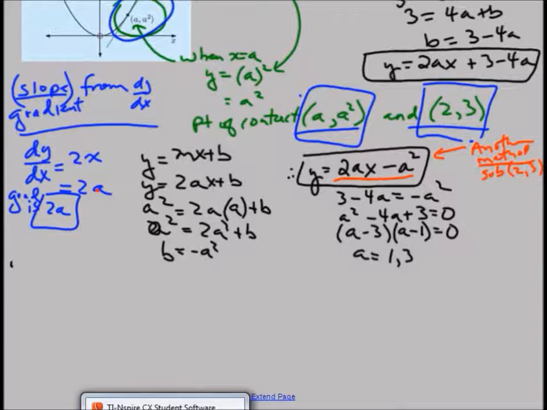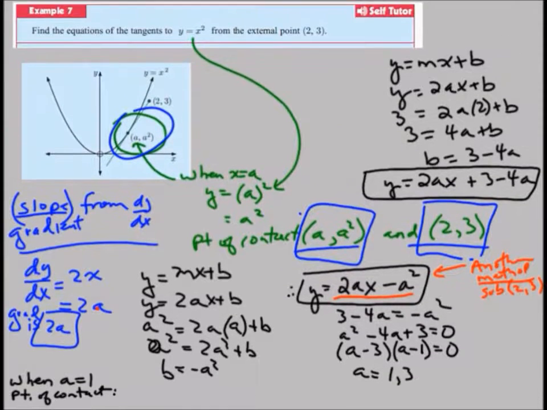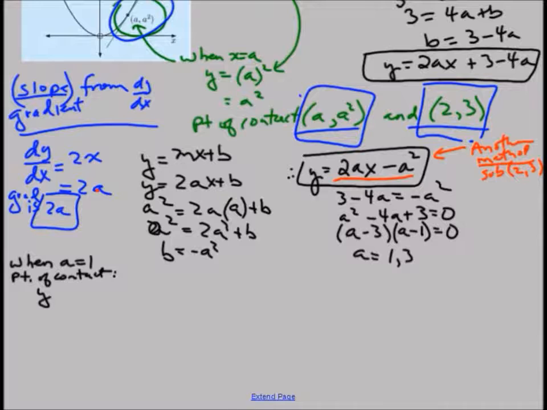We have when a equals 1. So what's the equation of the tangent line when that happens? When a equals 1, we need to find that point of contact by substituting 1 into our original equation, x squared. So 1 squared, so y is 1, so the point of contact is (1, 1).